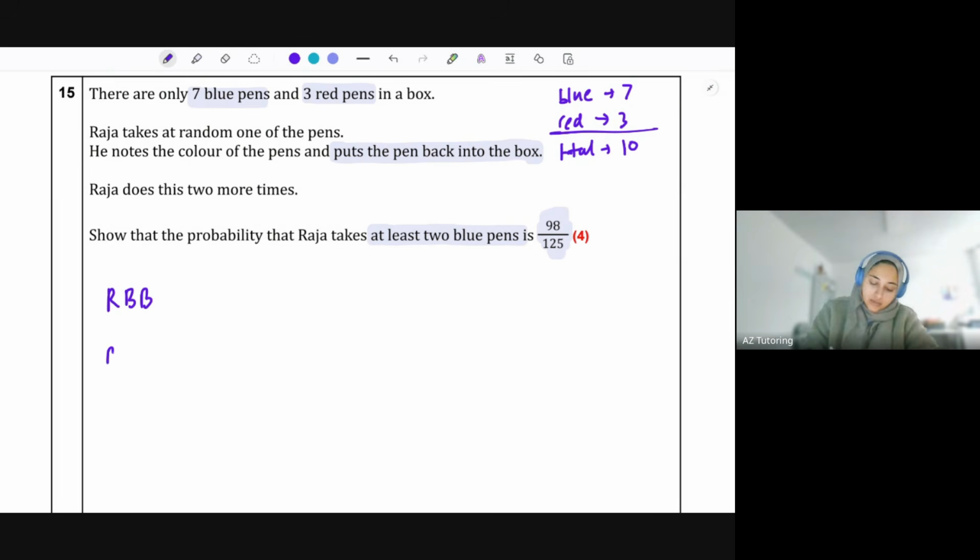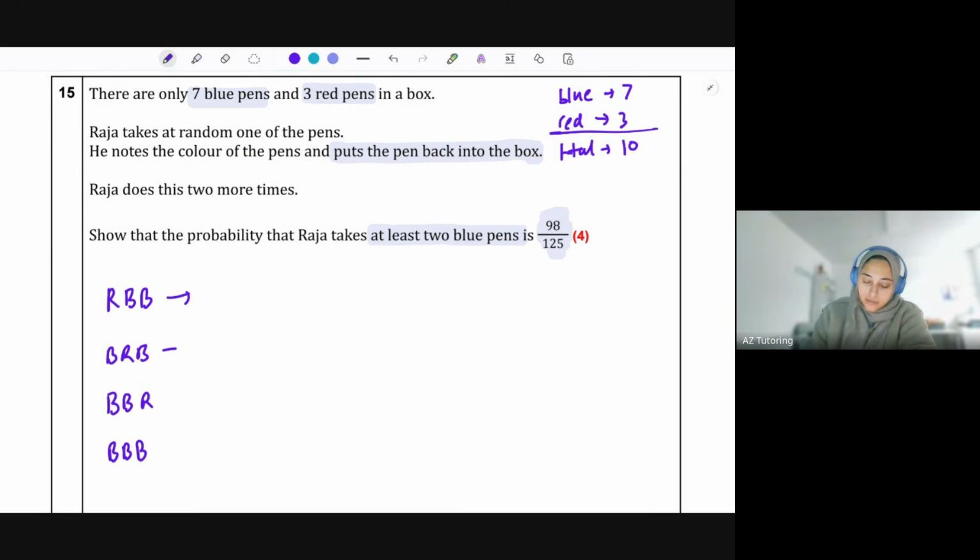So now let's say he picks a blue pen first. He could pick another red and then a blue. So I've got at least 2 blues there. Or he could pick up blue, a blue again, and then a red. So then that's at least 2 blues as well. Or he could pick up a blue, then another blue, but then the third one can be another blue as well because it says at least 2 blue pens. So it could be 3 blue pens as well. And they're our only combinations.